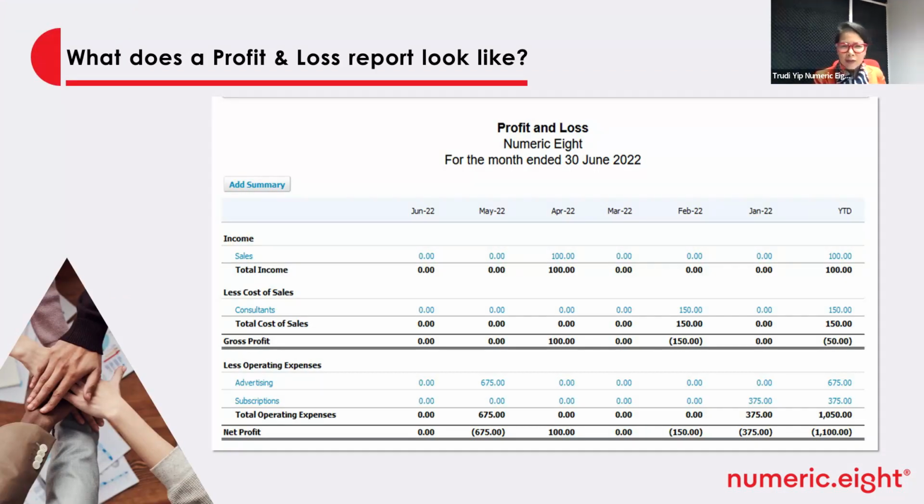Okay, let's delve into what a profit and loss report looks like. Firstly, it shows your income, your cost of sales, your operating expenses, and the net profit. What does all this mean? Let's break it down a little bit. Firstly, I think it's important as a business owner that you look at this month to month. If you look at it month to month, it allows you to be proactive with what the business is generating or not generating. It also allows you to make some key decisions on what you may or may not want to do with the business.